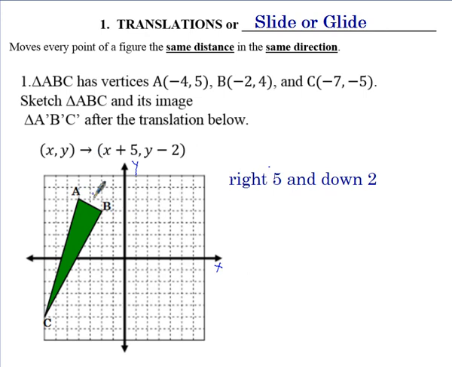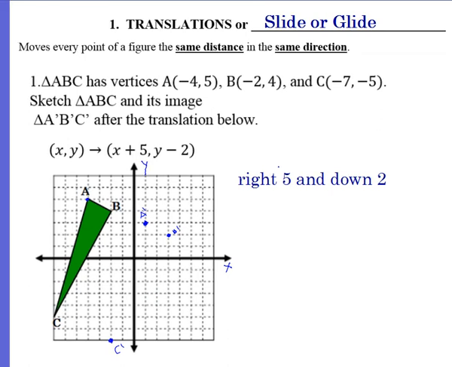So all I do is say, okay, here's point A, so move that 5 right, 1, 2, 3, 4, 5, and down 2, 1, 2, draw a new point, and then label it. It's really important that you always label. Then do the same thing for all the other points. Here's point B. We go 1, 2, 3, 4, 5, down 2, 1, 2. That's B prime. And then C is all the way over here. We go 1, 2, 3, 4, 5, down 2. That puts us at C prime.